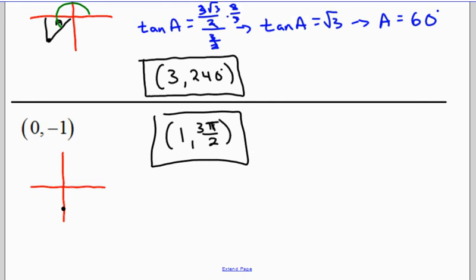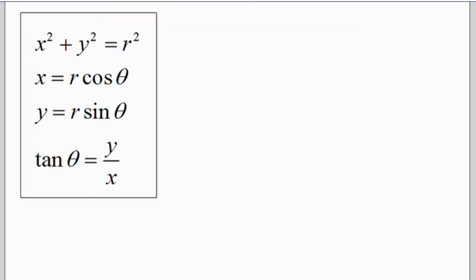You guys, it really is that easy. Don't make it harder than it has to be. Now let's see here. Here's some things we just figured out working this out.